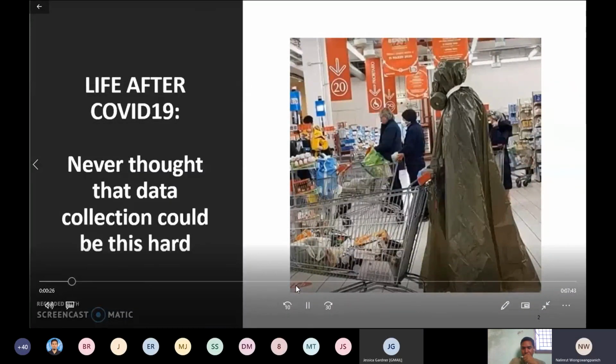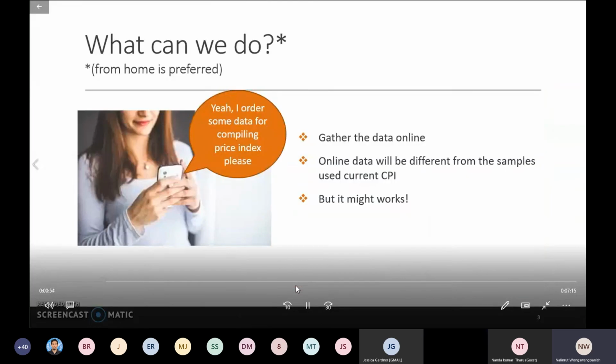Field enumeration is the main data collection method for compiling official statistics, including the CPI, or Consumer Price Index. One of the places for collecting data for CPI is actually a supermarket. However, after COVID-19, even going to a supermarket is like invading a battlefield. We don't know when the situation will go back to normal. Maybe the new normal will never be the same. What can we do then in terms of data collection?